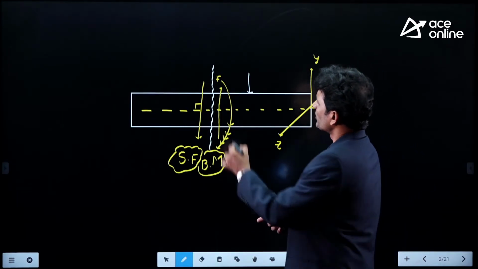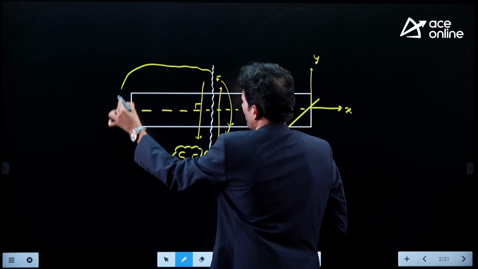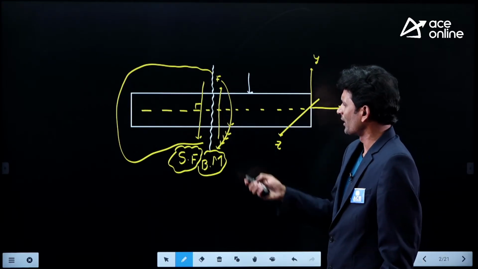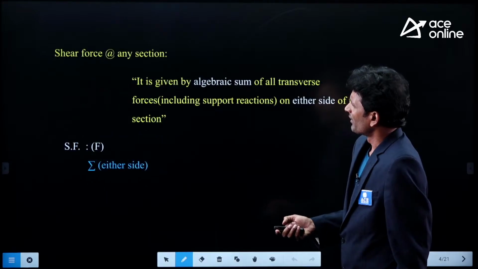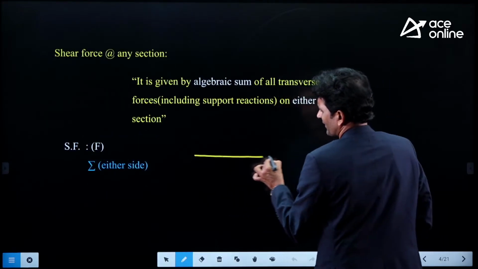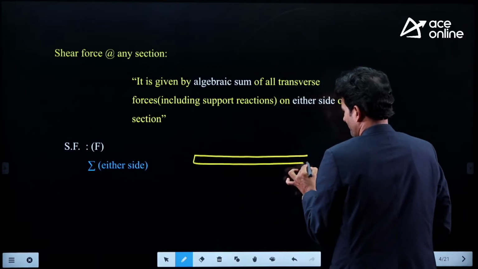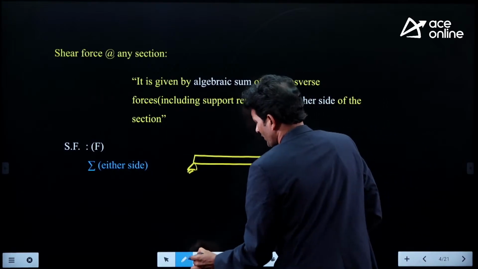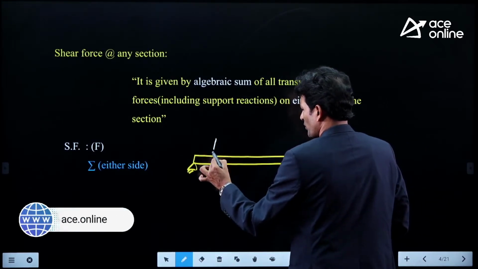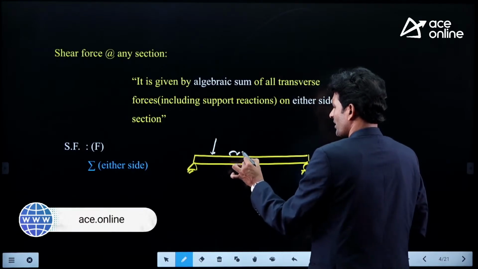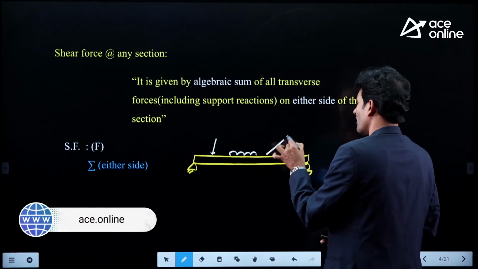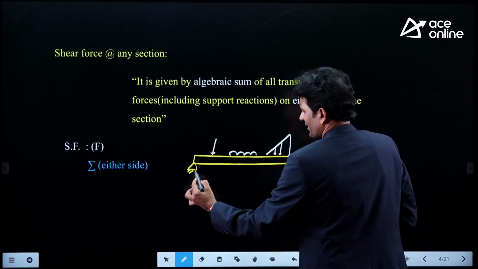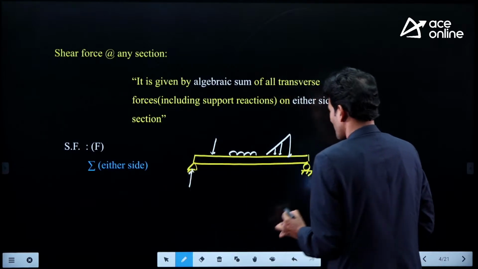Now, how can we find out the shear force at a particular section of a loaded beam? What is the principle we are going to use to find out the shear force at any section of the loaded beam? Now, let's see. Suppose this is a beam, just imagine. I am applying some forces on this beam at various cross sections. Here I am using a point load, here I am using a partial UDL, and here I am using a triangular load, something like this.